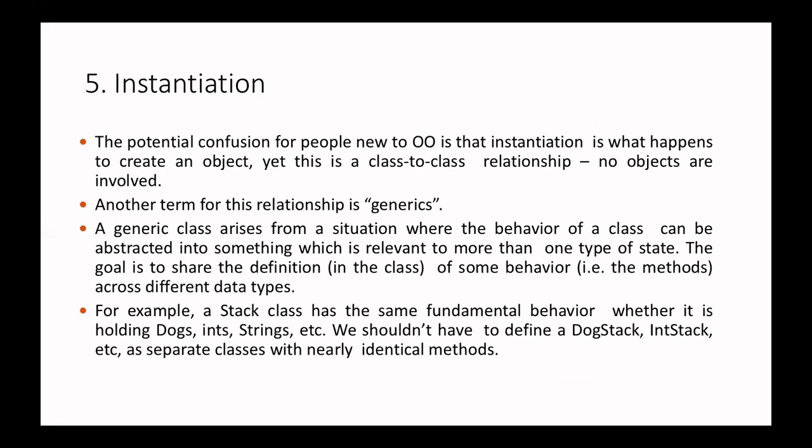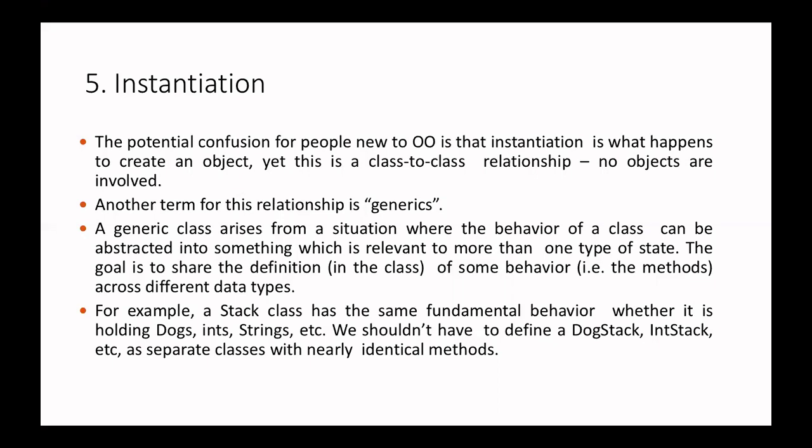Instantiation: the potential confusion for people new to object orientation is that instantiation is what happens to create an object. Here, this is a class to class relationship. No objects are involved. Another term for this relationship is generic.